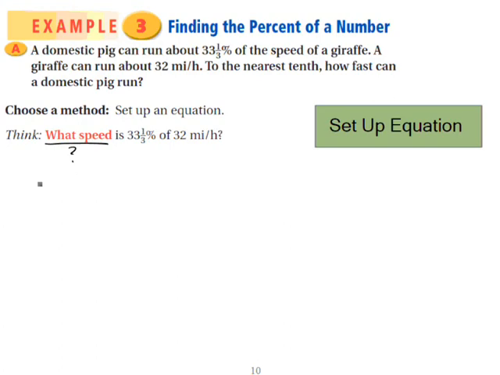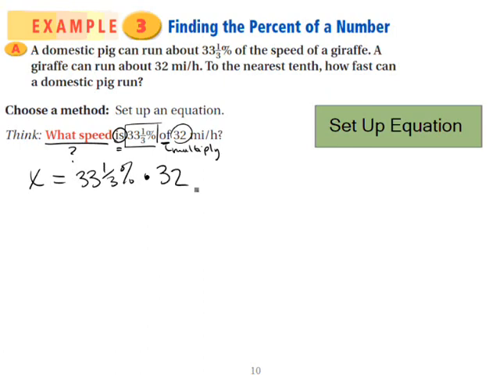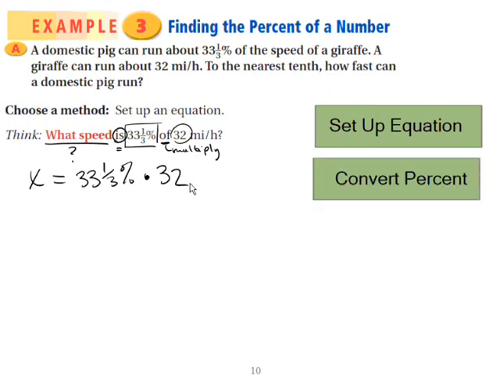In the third example, we're finding the percent of a number, so we're given the percentage and asked to find the part of the whole in the form of a word problem. So we'll set up an equation by rewriting this sentence: what speed is 33 1/3% of 32 miles per hour, as an equation. What speed, that is our unknown, is means equals 33 1/3% of, meaning multiply, 32.